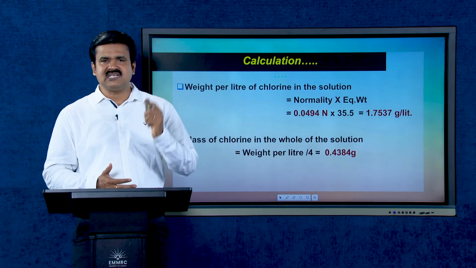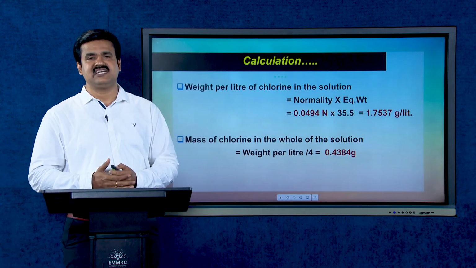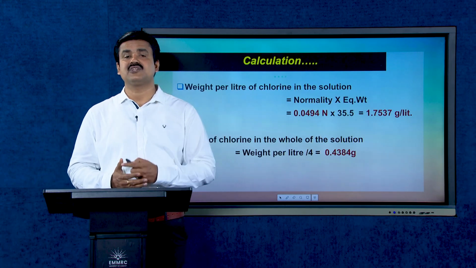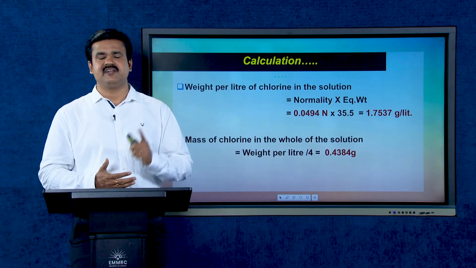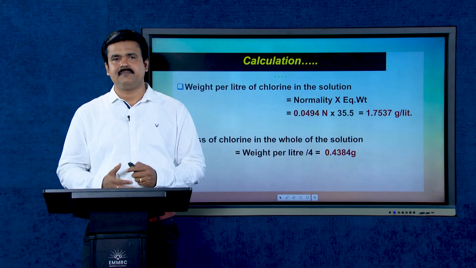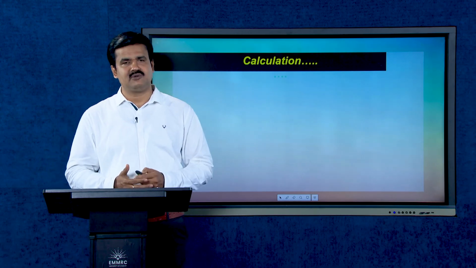Now mass of chlorine in the whole of the given solution is calculated by the expression weight per liter divided by 4. Since you are preparing the solution to 250 ml, you have to divide it with the 4. So weight per liter divided by 4, that is equal to 0.4384 gram. That is mass of chlorine in the whole of the given solution.